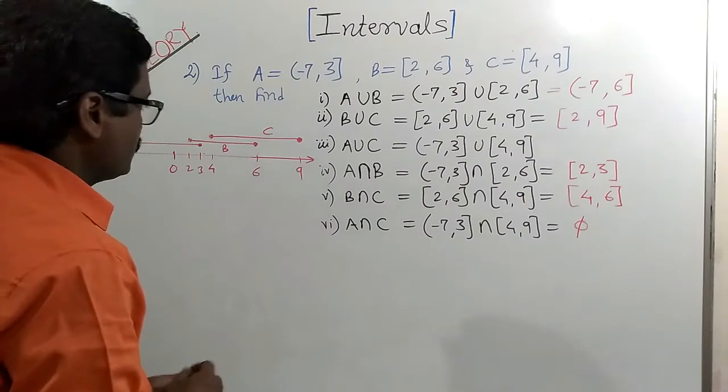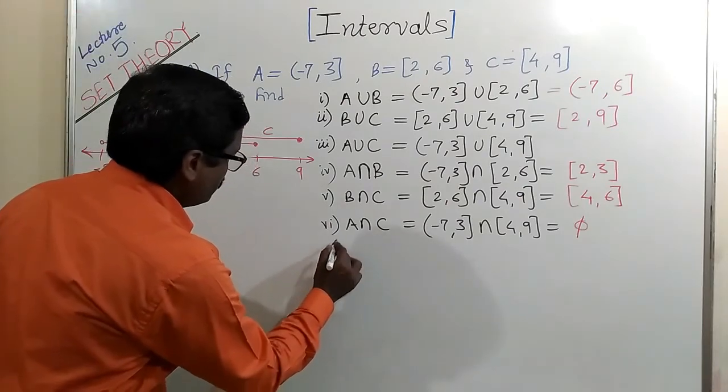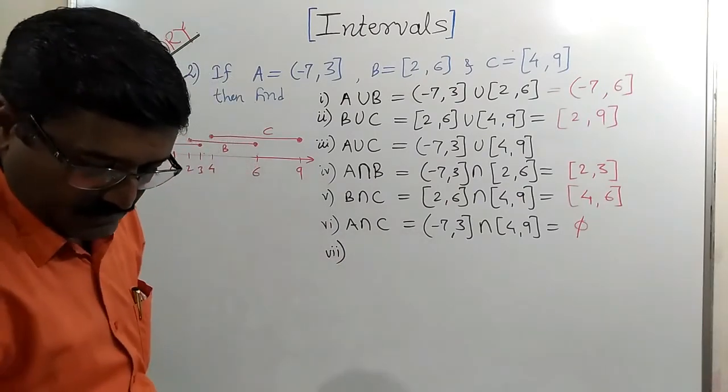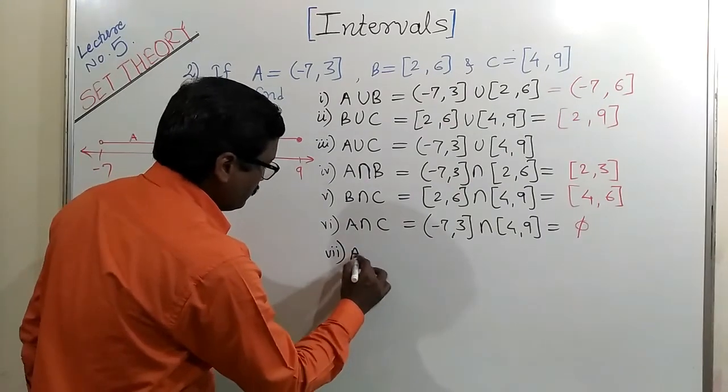Okay. Let us see the next one, that is 7. The 7th is A complement intersection B.